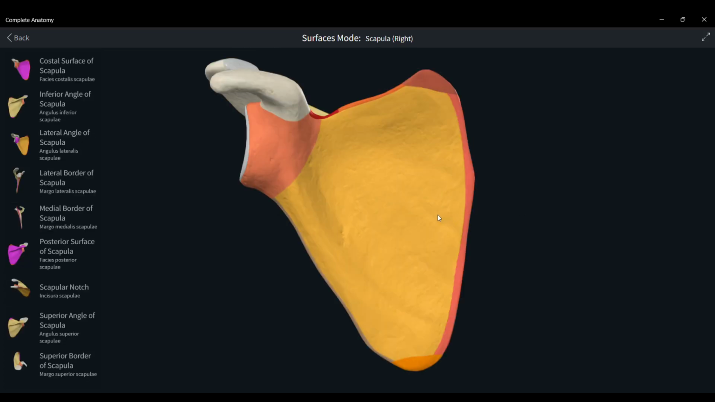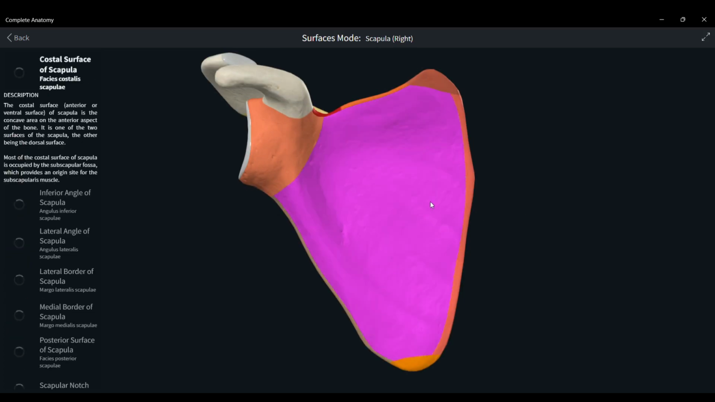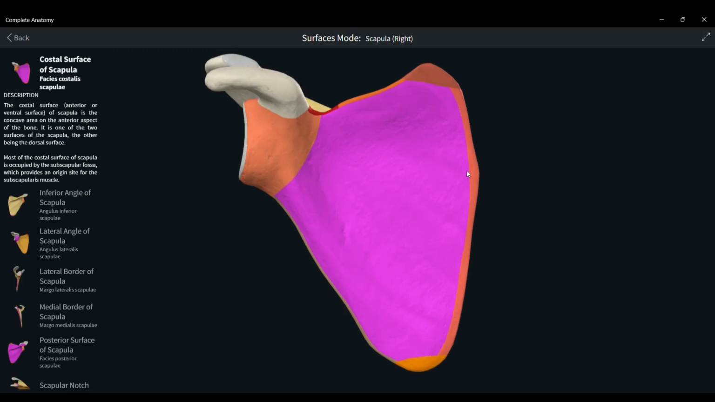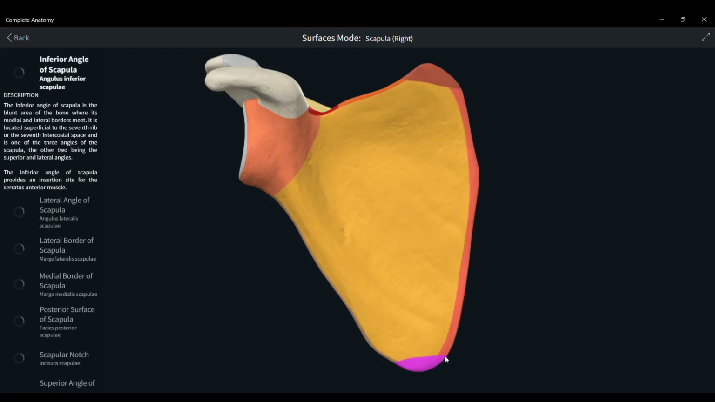If we turn the scapula forward, we can see its anterior surface, the costal surface of the scapula. Here there is a single large depression, the subscapular fossa, containing strong bony ridges, the so-called muscular lines, which are shaped by the pulling force of the subscapularis muscle. At the tip of the triangular bone, the inferior angle is visible. It points downward and serves as an important landmark.